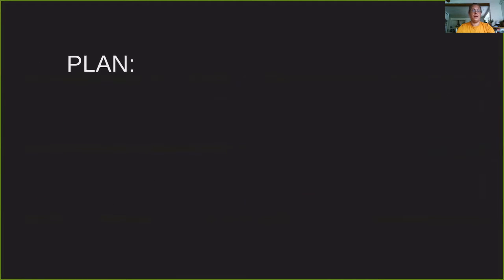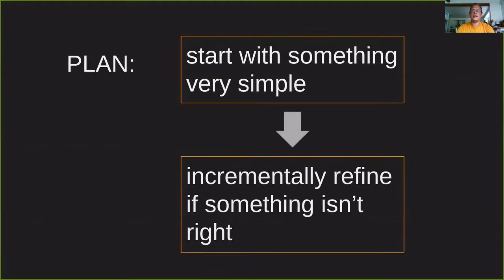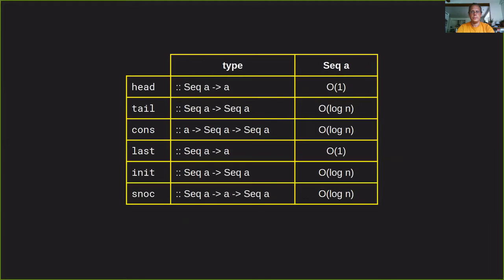So my plan is to start with something very, very simple, a very simple implementation of sequences that supports these operations. And as soon as something is not right, we incrementally refine it so that we solve that issue. And hopefully when we've solved all the issues, we get an implementation that looks very similar to the finger trees from Hinze and Paterson. I'm just going to look at these 6 operators, head, tail, and cons, and last, init, and snoc on sequences, and find out how to implement these using their worst case complexities, not the amortized complexities yet. So we want head and last to be constant time, and tail, cons, init, and snoc to be logarithmic time.